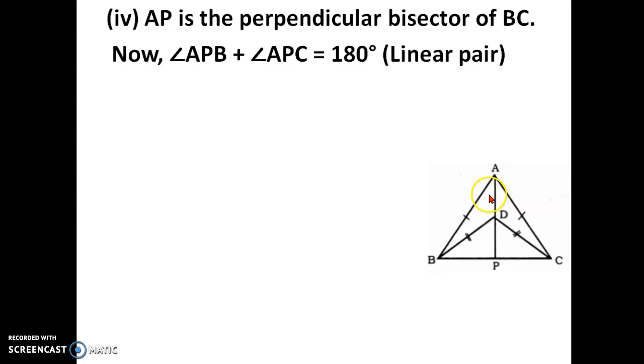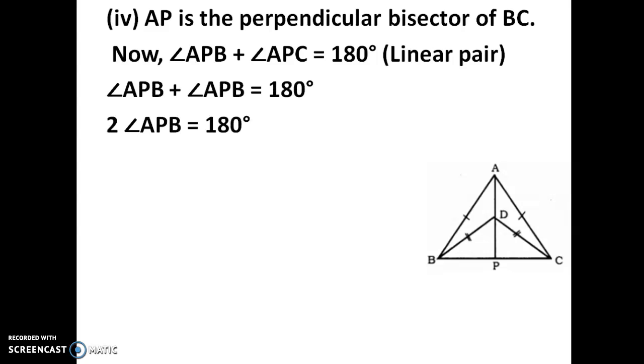angle APB, this angle, and this angle APC. It's equal to 180 degree. That is linear pair. Linear pair means what? A straight line is there, in that two angles are there. If you add those two angles together, you will get 180 degree. Why? Because the angle in the straight line is 180 degree. So those two angles if you add, you will get 180 degree only. So that is the first thing we are writing.